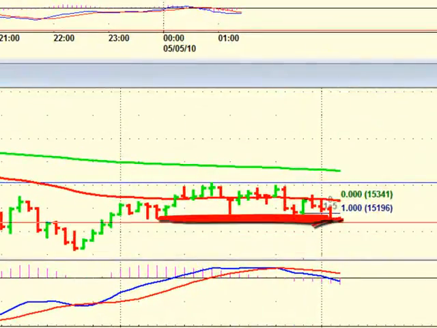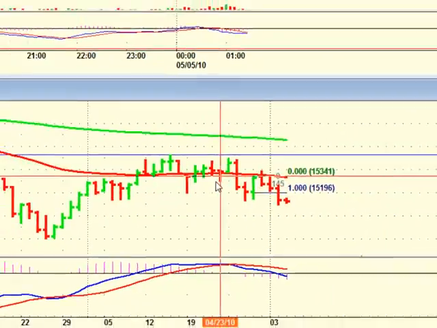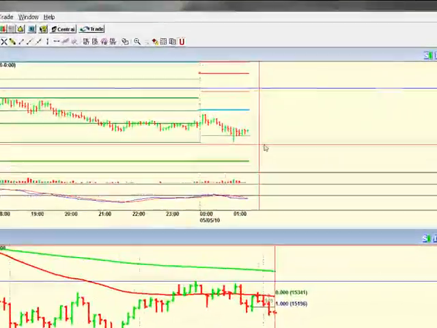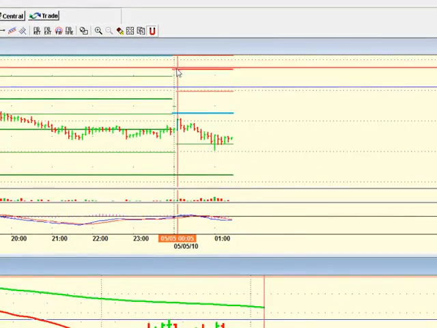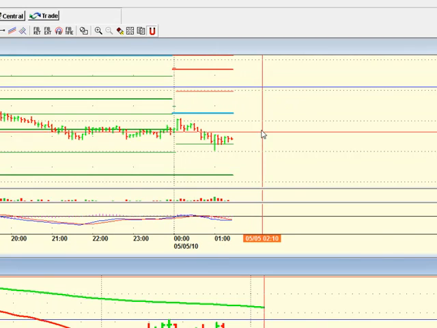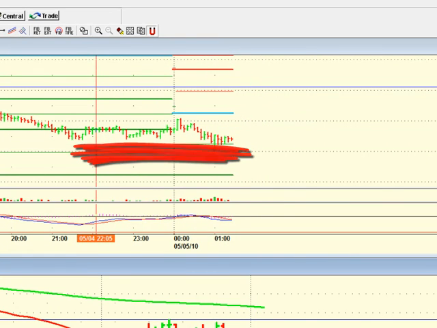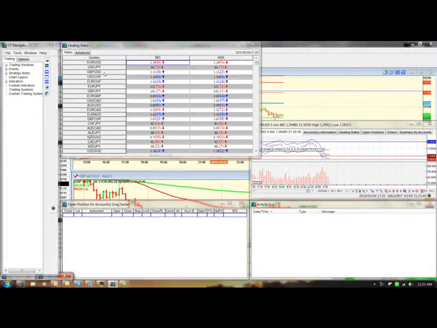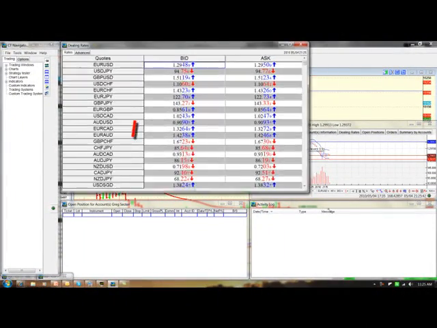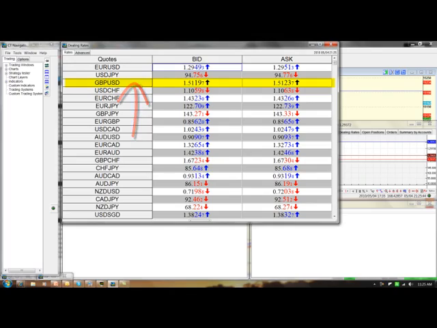Okay, so what we've got is cable on the daily, just broken through that level of support there, and it's in a downtrend. Let's look it up on the 5-minute chart here in the window above. We can see that it's below the main blue pivot line there, and it's formed a little bit of support. So I'm going to jump to my trading screen and pick up sterling, which, as I enlarge the screen here, British pound against US dollar.